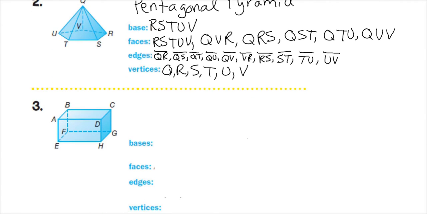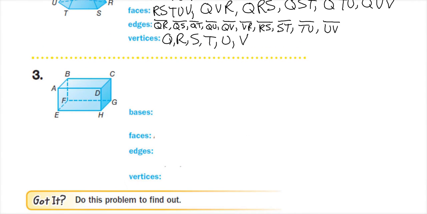All right, let's look at the next part. So on number 3, again, we're going to name it first. Since it's all rectangular sides and top and bottom, it's called a rectangular prism.